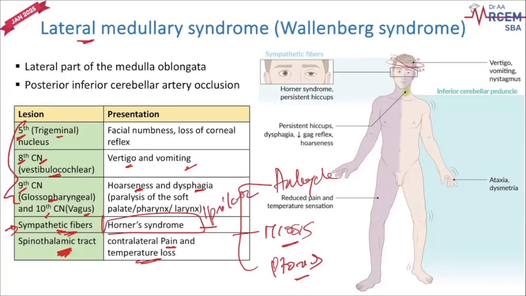Remember the artery which supplies it. It is supplied by the posterior inferior cerebellar artery. Simply, you can remember it as PICA. Okay, short form is PICA. It is a branch of the basilar artery.